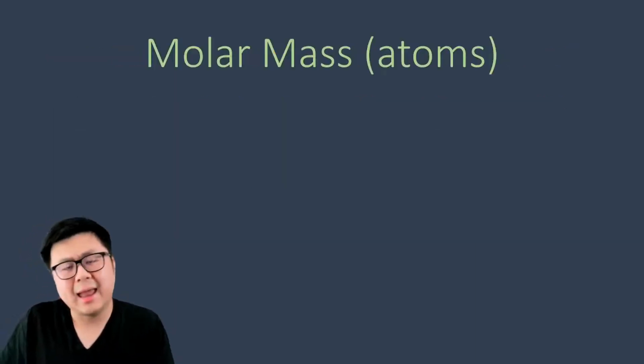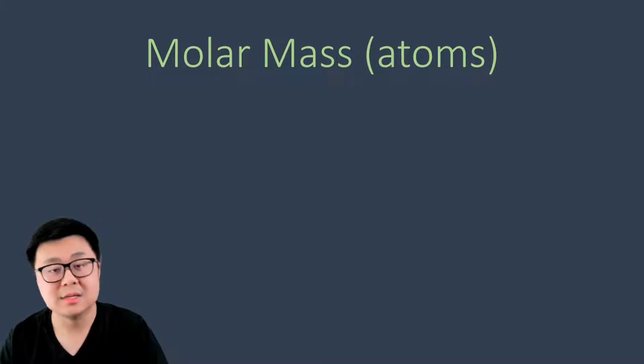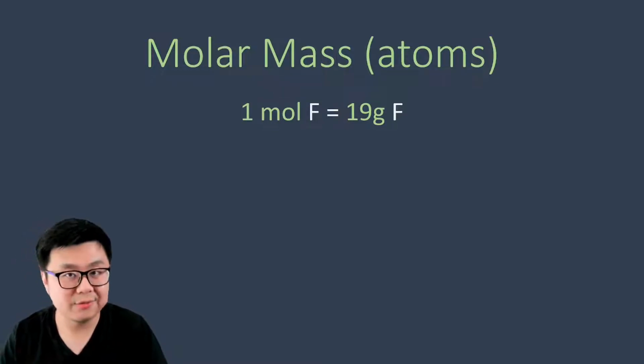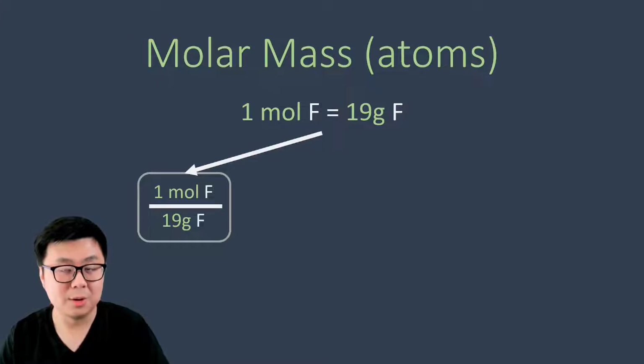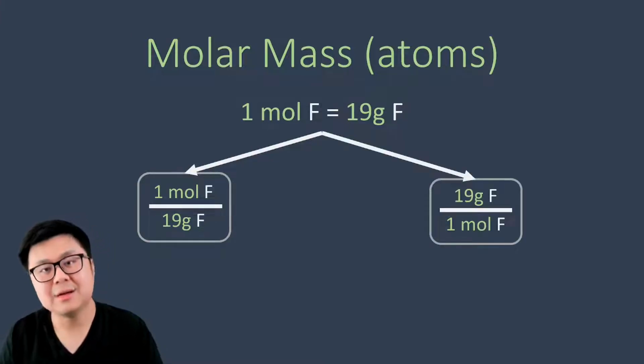Let's take a look at how we can use the molar mass as a ratio to help us in mole conversions. Let's use fluorine for an example here. We've established that 1 mole of fluorine is equivalent to roughly 19 grams of fluorine. Well, if they're equivalent, then we can set them up as a ratio or a fraction, can't we? We can either do 1 mole of fluorine over 19 grams of fluorine, or we can do the other way around, 19 grams of fluorine over 1 mole of fluorine.